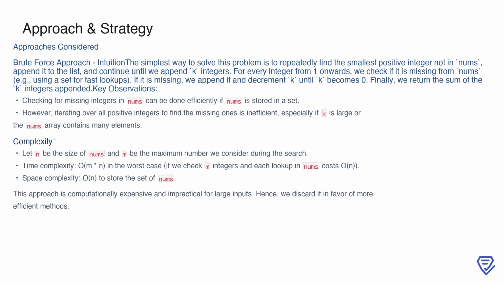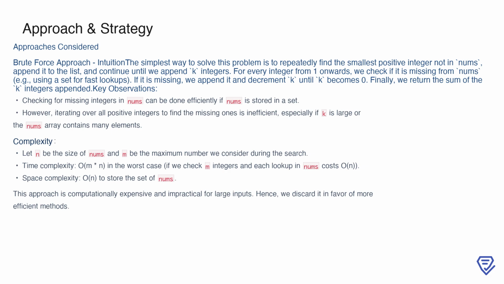To tackle this problem, we first considered a brute force approach. The intuition here is straightforward. We repeatedly identify the smallest positive integer that's missing from the input array nums, append it to the list, and continue this process until we've appended k integers. To implement this, we can use a set for quick lookups, allowing us to determine missing integers efficiently.